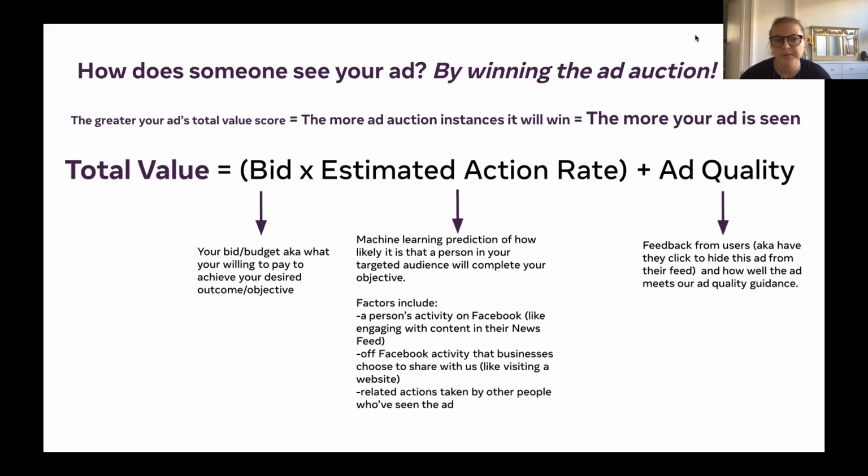When you think about the different factors that you can control within this equation, for example, creative and ad quality is definitely something that has a high control, as well as bid. And then estimated action rate, that's where you can really start to test around with different audience targeting or different ad objectives.